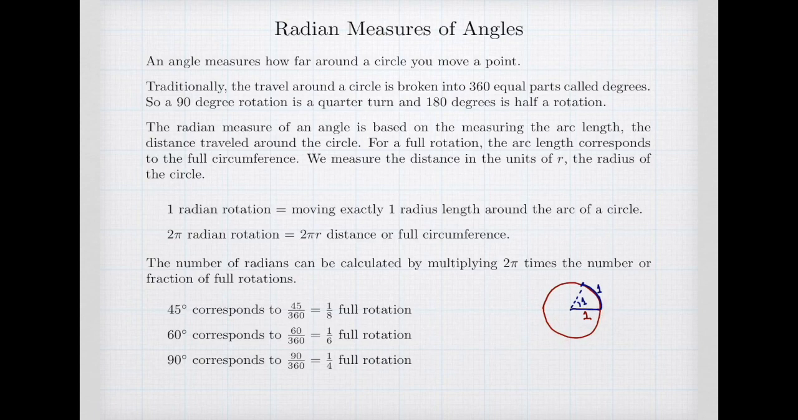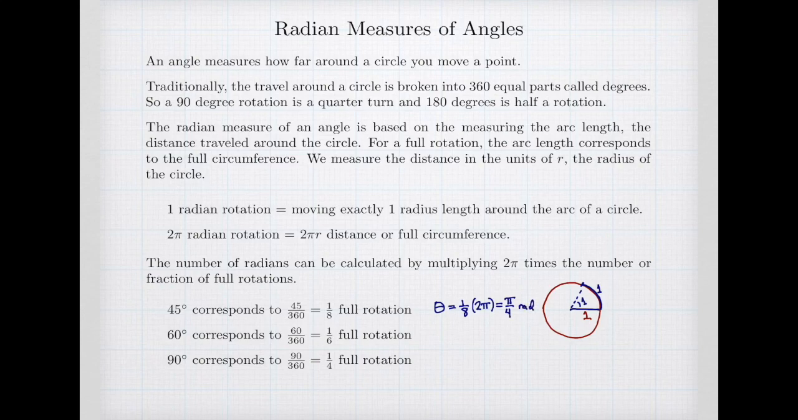We can calculate an angle in radians by measuring what fraction of a full rotation we have. Here are 3 examples. 45 degrees: if I calculate a fraction, 45 out of 360, that's 1/8. So that's an eighth of a full rotation. My angle in radians would be 1/8 of a full rotation. A full rotation is 2 pi, and so 45 degrees corresponds to pi over 4 measured in radians.